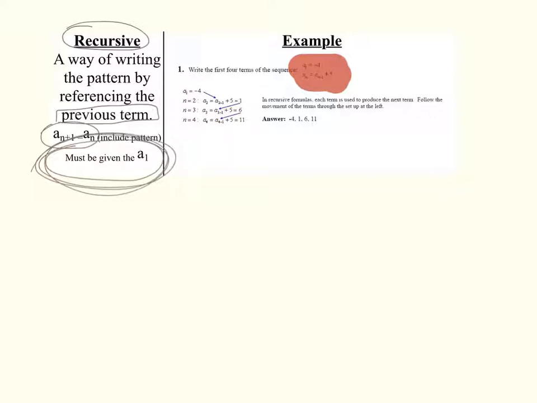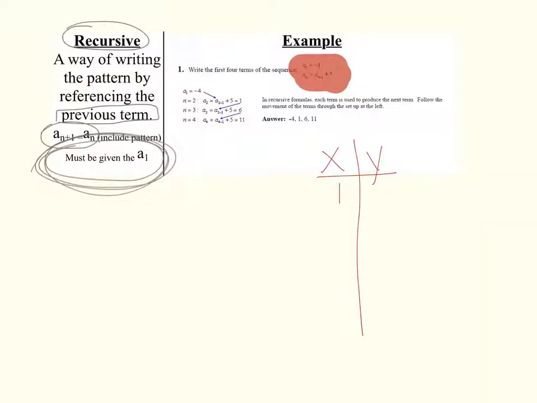And I'll walk you through it real quick. What is it talking about? This formula is saying that my first term is negative 4, and I'm going to take the previous term before it and add 5. That's my pattern change. And because there's no multiplication here, I know that this is an arithmetic sequence because I'm adding 5.